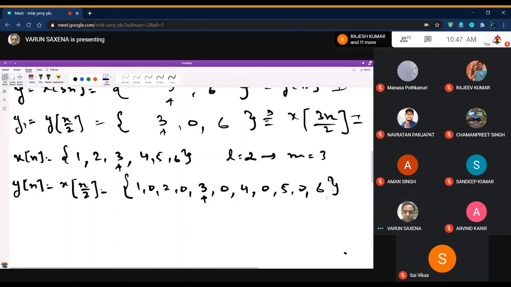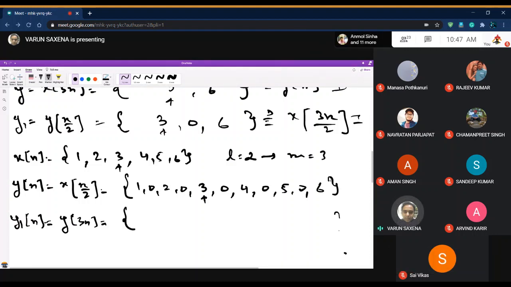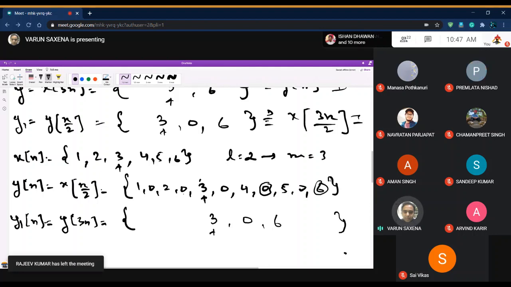Okay. So now we go to y1[n], which should be y[3n], which means that we'll pick up every third sample. So we pick up 3 from here. First is this, then 1, 2, 3. We pick up this thing, so 0. Then we move ahead, 1, 2, 3. We pick up this thing, which is 6. We go towards the left, 1, 2, 3. There is a 0 here, and there is nothing. So this sequence essentially is basically 3, 0, 6.